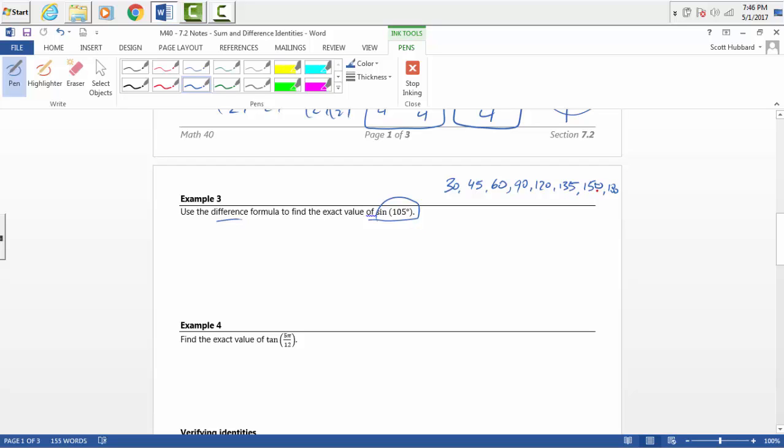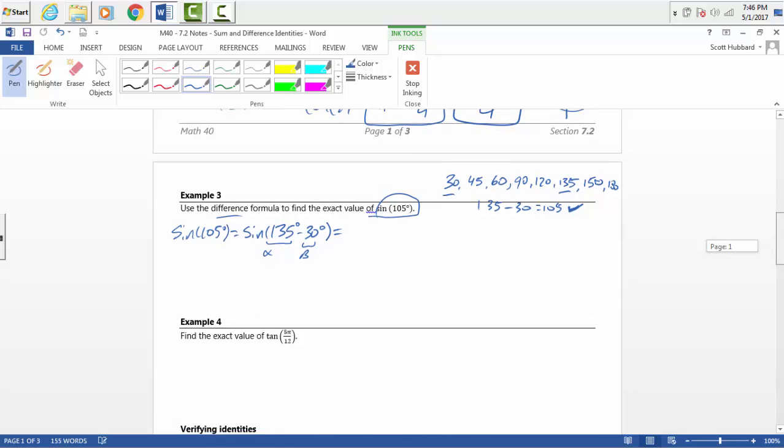Well, I think if I do 135 take away 30, I think that equals 105. Okay, good. Check mark. So that's what I'm gonna use. So I'm gonna call sine 105 equal to sine 135 minus 30. I put degree symbols on there. Okay, so that's my alpha and that's my beta.